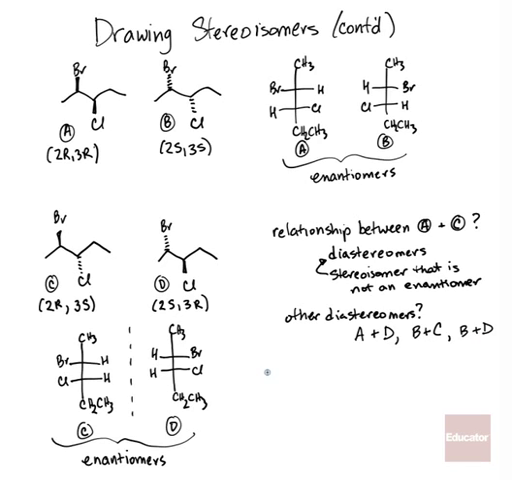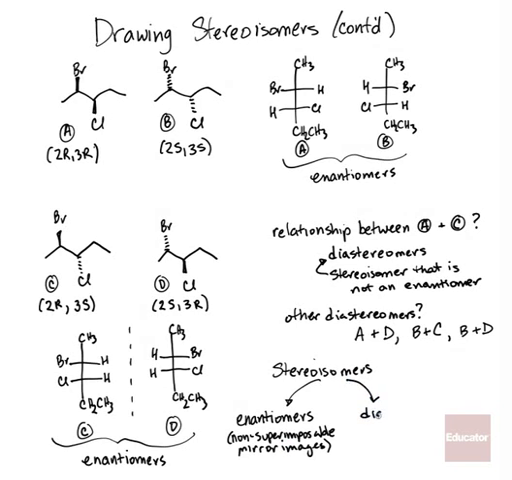So in other words, all stereoisomers are either enantiomers, which we describe as non-superimposable mirror images. They will always have that relationship, whether you can see that or not. Or all other possibilities are called diastereomers. They have the relationship of being diastereomers, so they are non-mirror images.